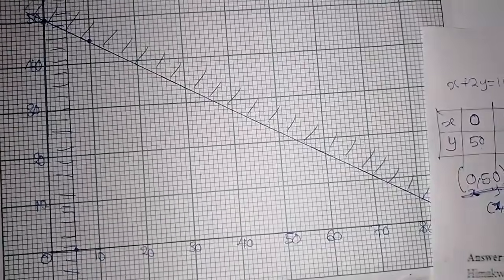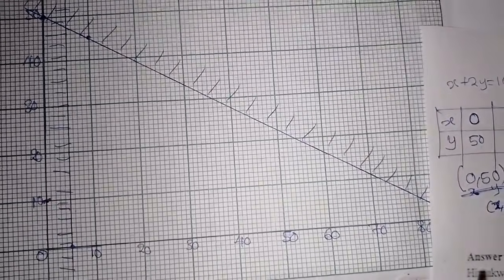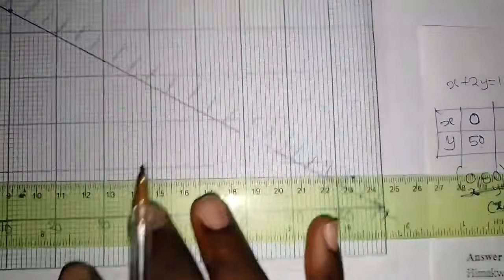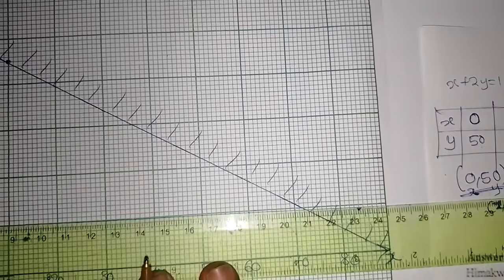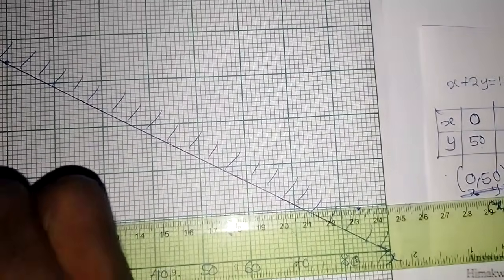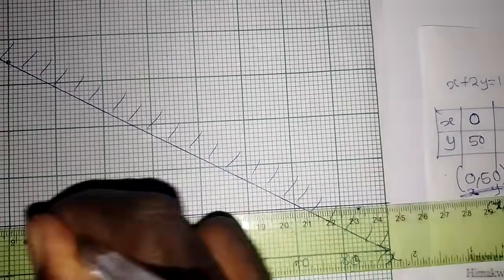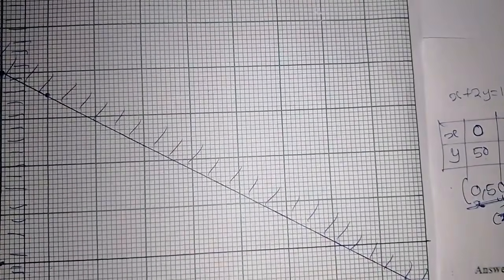Y 10, it is here. So this is where Y is 10 here. I do this. This is what I'm supposed to do. Like this. Then I do this. Have you seen the way I'm doing them? Like this. This is Y is equal to 10 in the Y-axis.